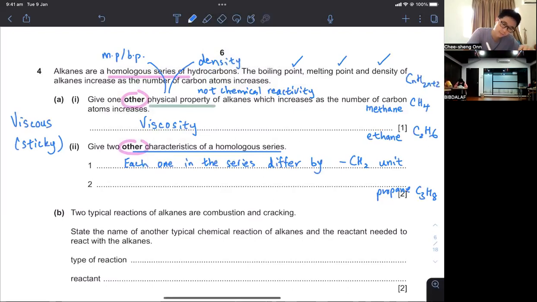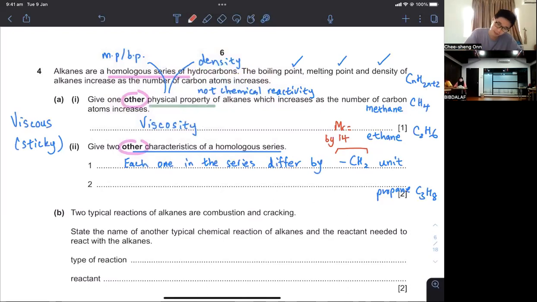CnH2n plus 2 is the general formula of alkanes. From one to the next, you add 1 carbon and 2 hydrogen, so plus CH2. From C2H6 to C3H8, you add 1 carbon and 2 hydrogen, another CH2. So each one in the series differs by CH2, therefore they differ by 14 in Mr, because 12 plus 2 times 1 is 14. Each one will have a difference of 14 in their Mr. Hopefully that makes sense?